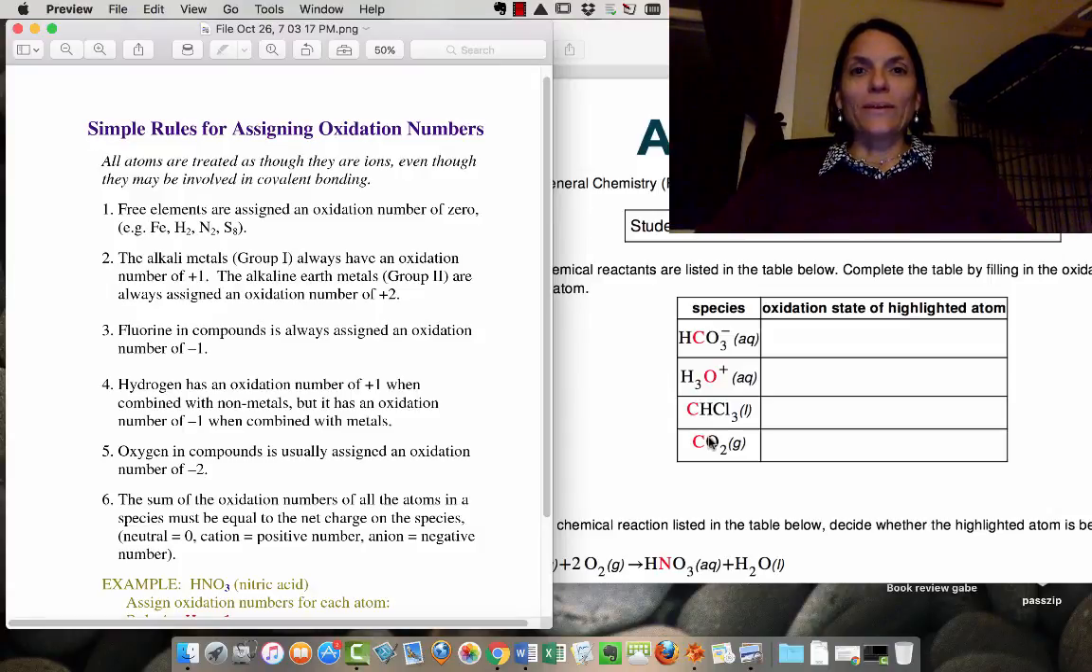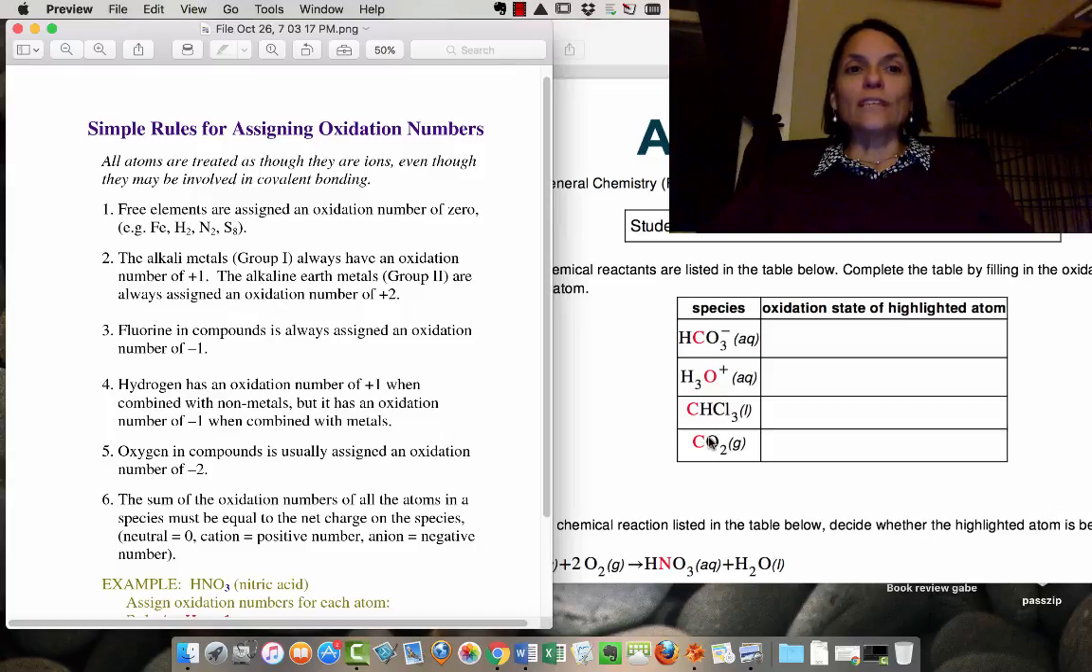This video is about assigning oxidation numbers to species in a compound, and how to determine using oxidation numbers if a reaction is an oxidation-reduction and which species is oxidized and which is reduced. So there are 6 simple rules for assigning oxidation numbers. These rules are listed on the screen. I'll run through them very quickly with an example.